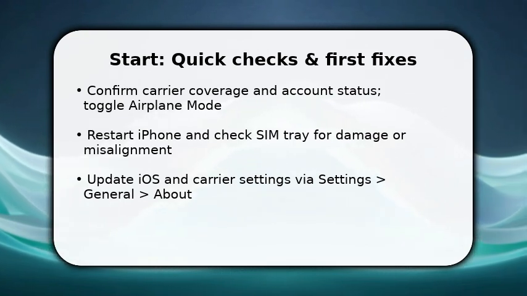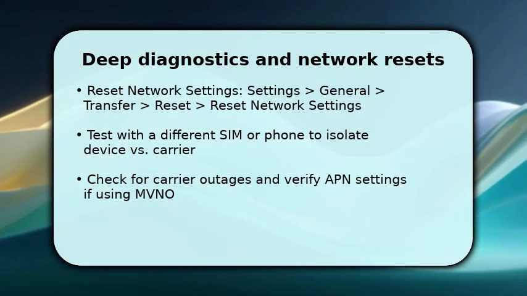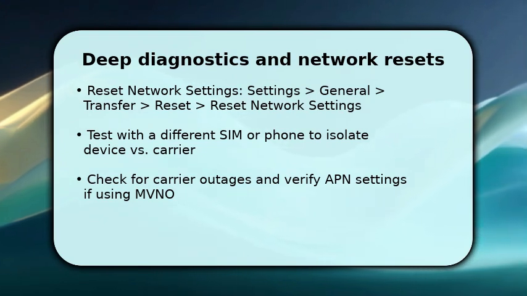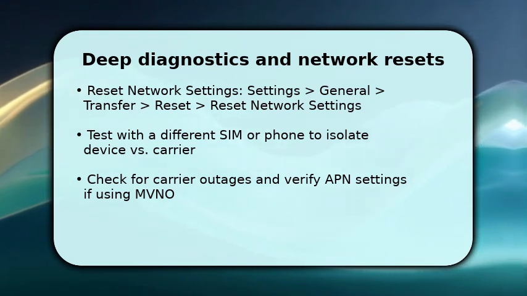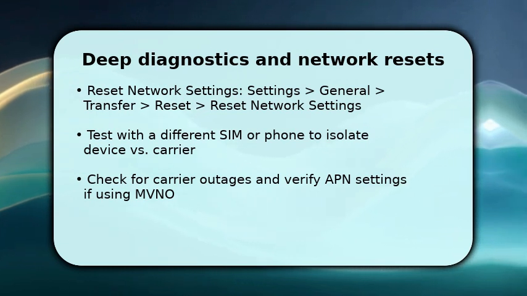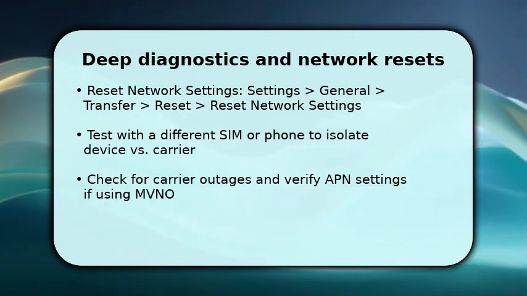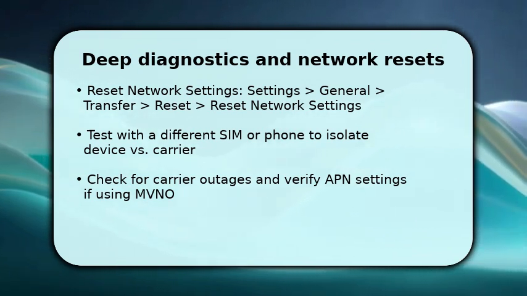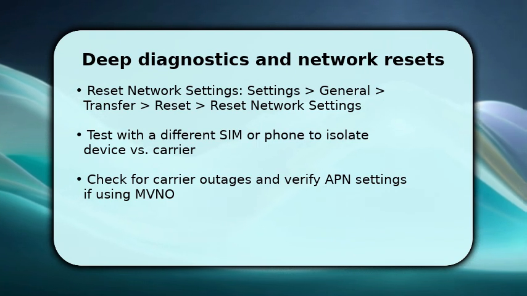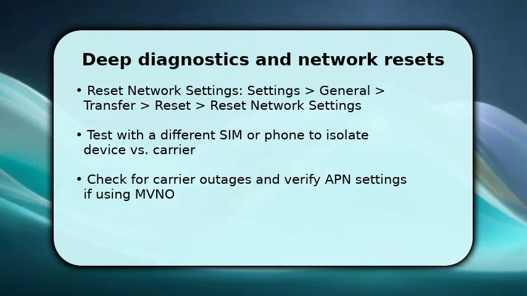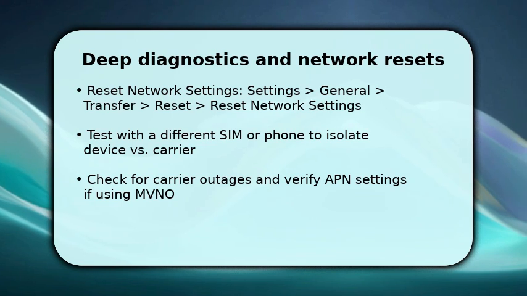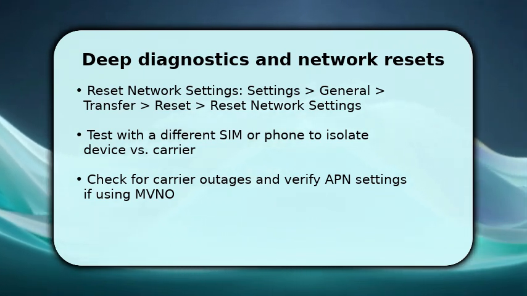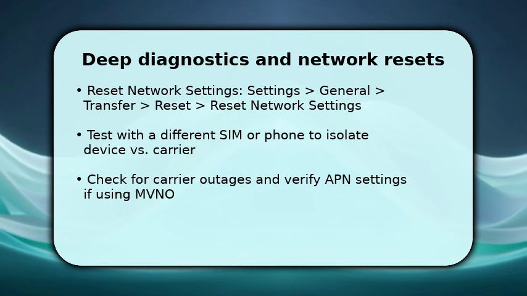Now you tackle the complex middle steps. Start by resetting network settings to clear corrupt profiles or Wi-Fi data. This removes saved networks and VPNs, but often restores service. If that fails, test the SIM in another phone or try a different SIM in your iPhone to isolate whether the device or carrier is at fault. Also check for carrier outages and confirm APN settings if you use a mobile virtual network operator, because incorrect APNs cause problems.